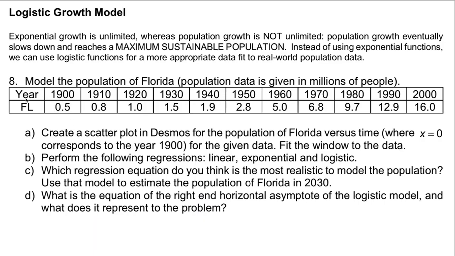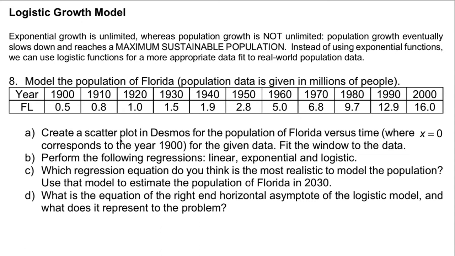In number 9, we're given the population of Florida from the year 1900 to the year 2000, measured in millions of people. Now, we don't expect that as time goes on, the population of people just continues to grow exponentially. The ecosystem can't sustain that, and so there would be some leveling off of the population. So we would expect to use something different from an exponential growth model.